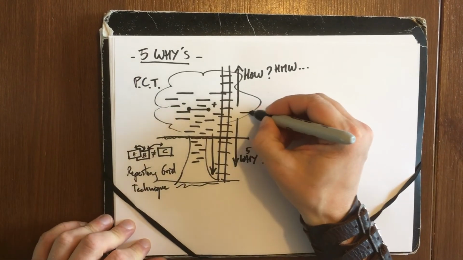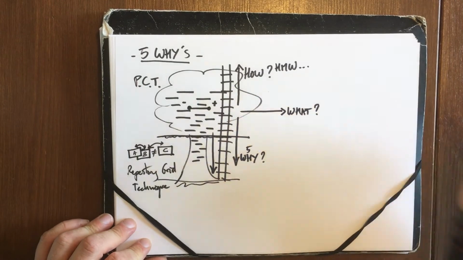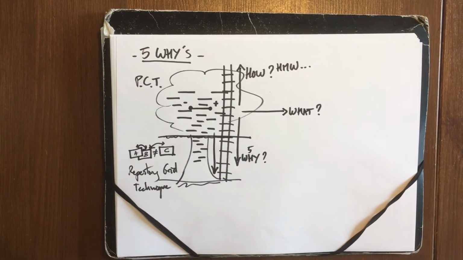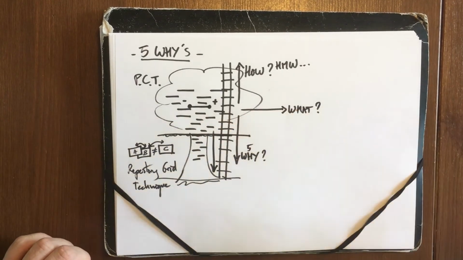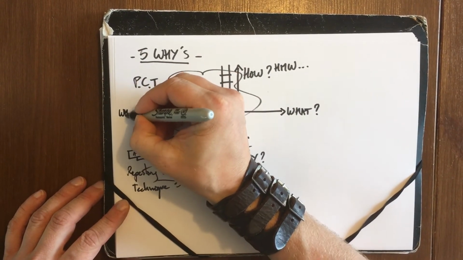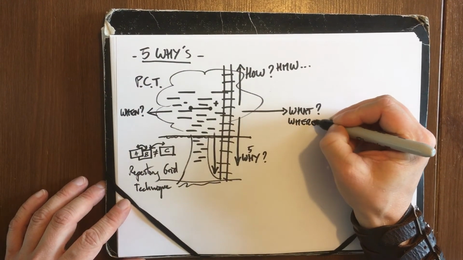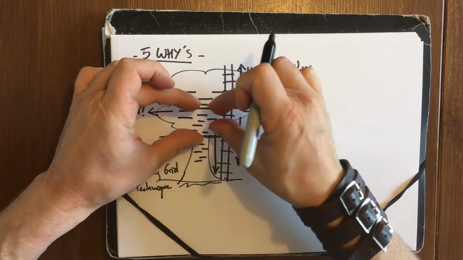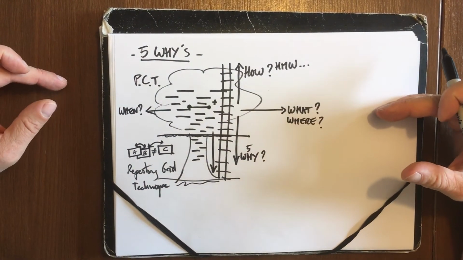But then you also can ask sideways, what? What do you think about this? And that takes you laterally. It's called lateral thinking, and it changes the way you think about it. But you can also go the other way by asking when. You could also add where. All of those what, where, whens are lateral thinking questions that take you sideways in the tree.